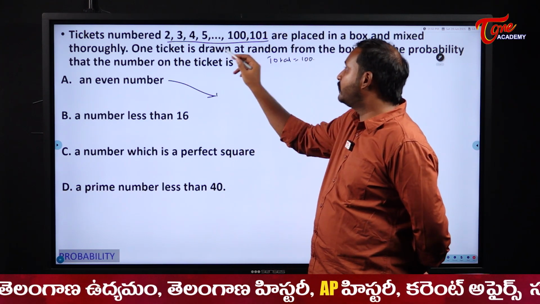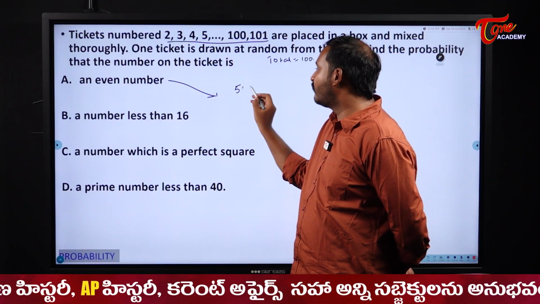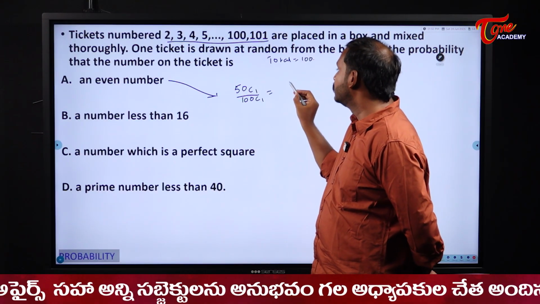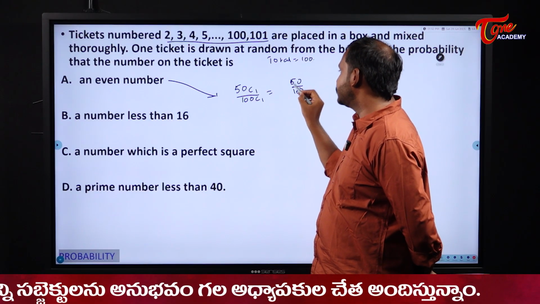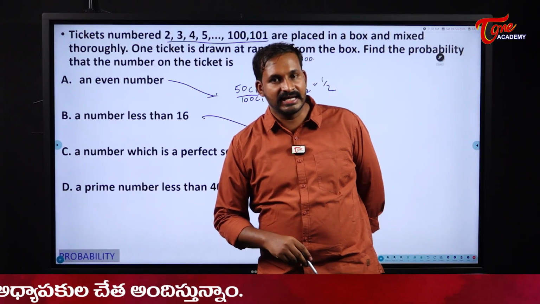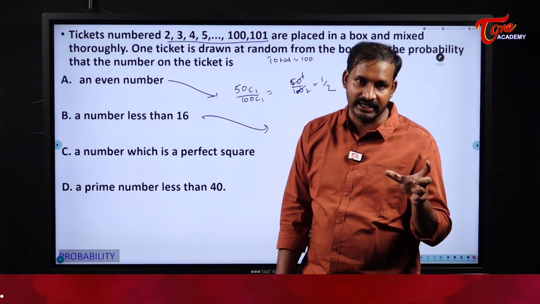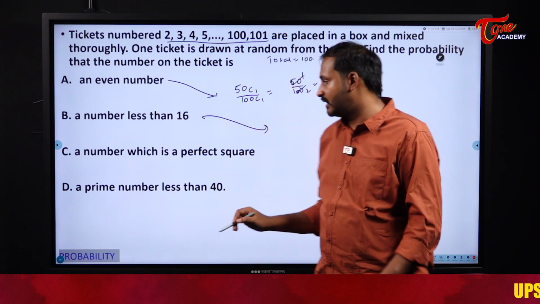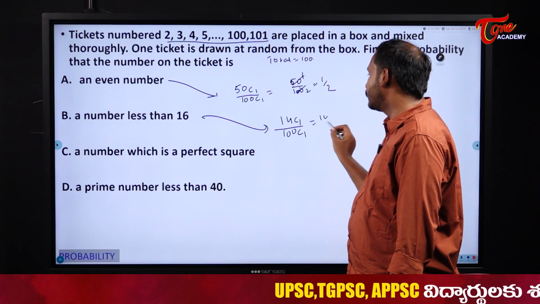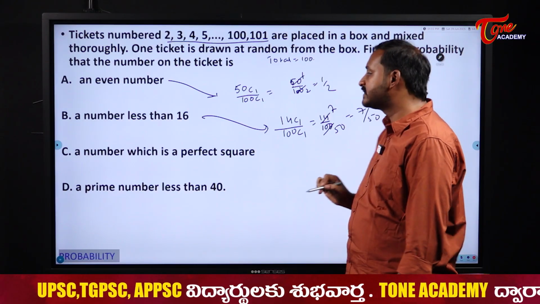An even number. From 2 to 101, how many even numbers will we have, students? 50. So, the probability will become 50 C1 by 100 C1, it becomes 50 by 100, which is 1 by 2. Next, a number less than 16. Number less than 16 means 2 to 15. How many numbers are there? Just 14 numbers are there. Please be careful. Why? Because 1 is not there here. From that 14 I need to pick 1. So 14 C1 by 100 C1, it will become 14 by 100, which becomes 7 by 50.